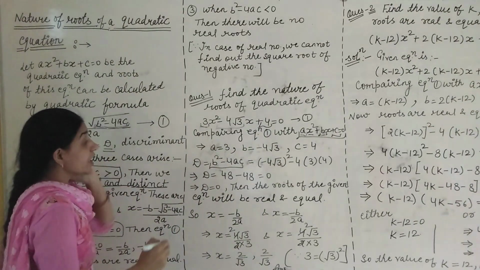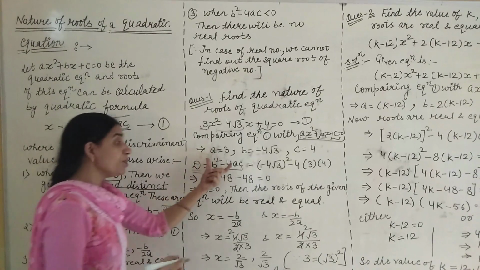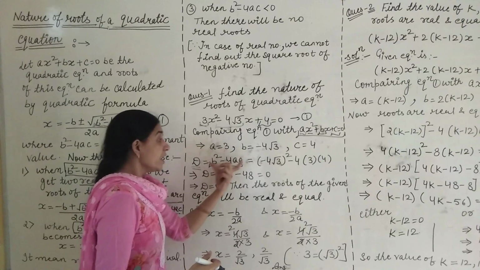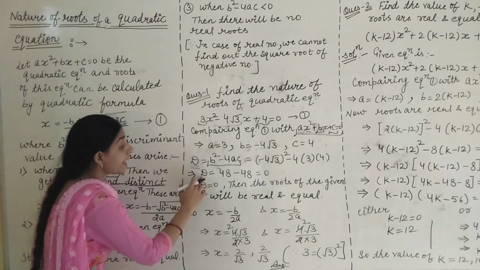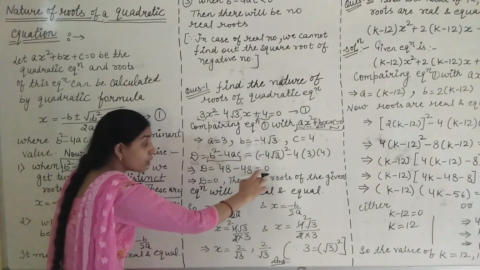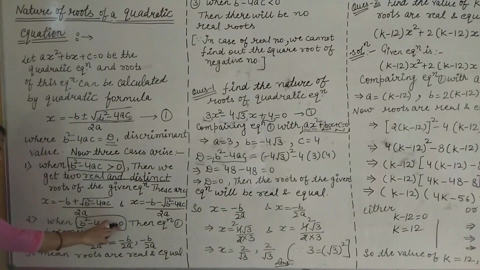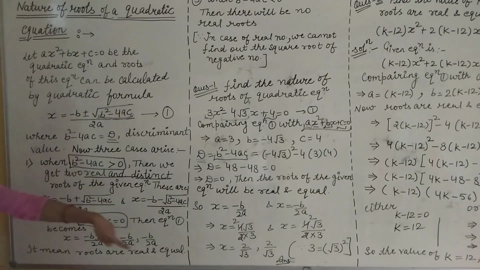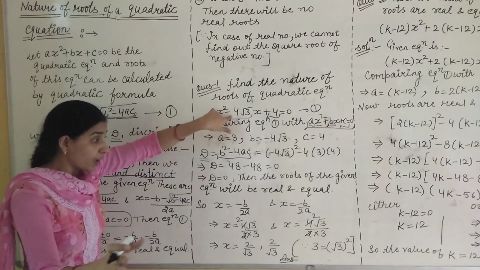Next, find the value of the discriminant, capital D, which is equal to b square minus 4ac. Put all the values of a, b, c here. After putting in the values and solving, we get capital D is equal to 0, or b square minus 4ac is equal to 0. Whenever b square minus 4ac is equal to 0, it means the roots are real and equal. That's why the roots of this equation are real and equal.